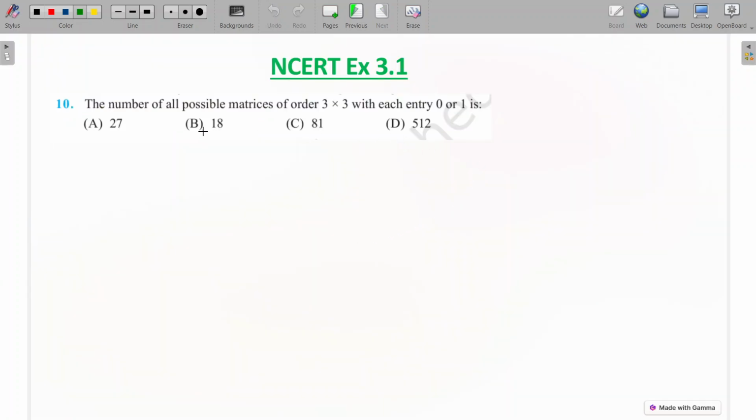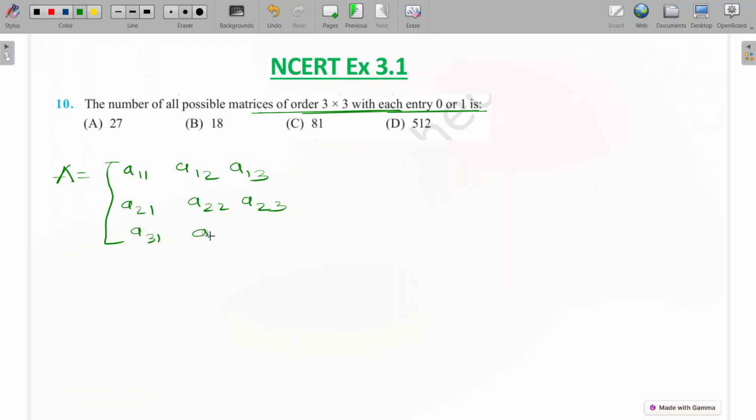Here it is saying, the number of all possible matrices of order 3 cross 3 with each entry 0 or 1 is. So here it is already given that the order is fixed as 3 cross 3. So we will be having a matrix with a11 first row first column, first row second column, first row third column, second row first column, second row second column, second row third column, third row first column, third row second column, third row third column. So this is showing that the matrix is already defined as a 3 cross 3 matrix.